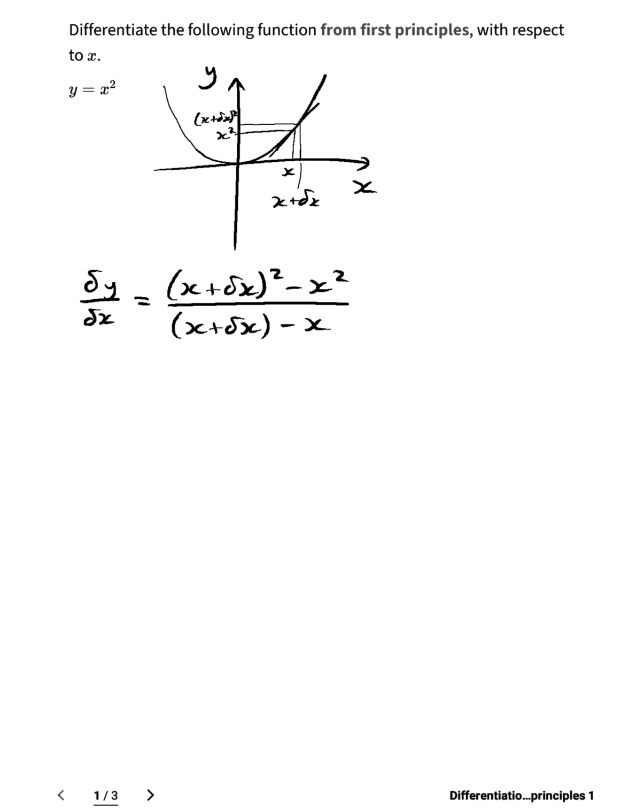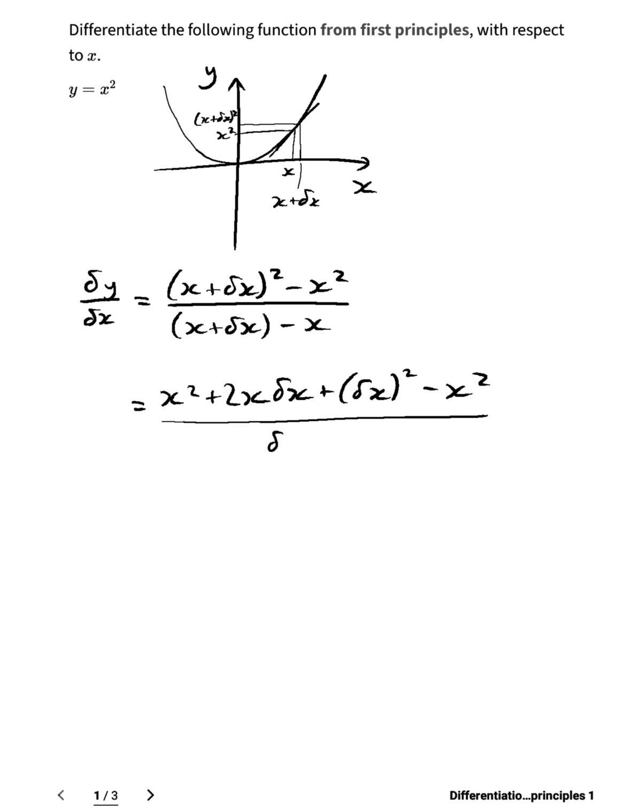Alright, so now we're going to have to multiply out the brackets. This bracket is going to be equal to x squared plus 2x delta x plus delta x squared, and then we've still got the minus x squared, and down here we're going to be left with just delta x. Right, so let's look at what cancels. X squared cancels with x squared, and we can also cancel out one of the delta x's. So we get 2x plus delta x.